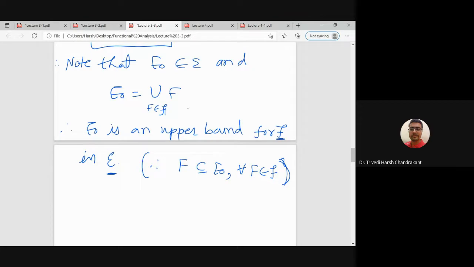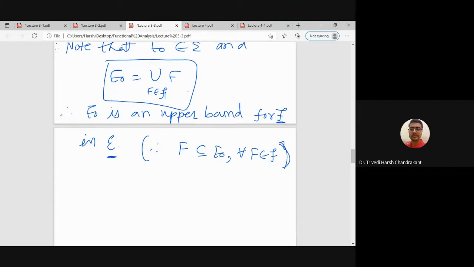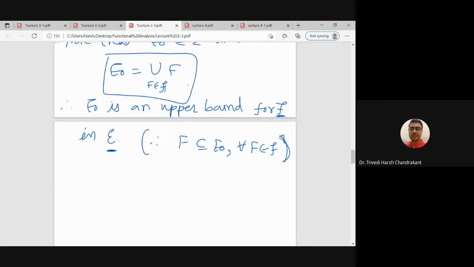Right? What is the condition of upper bound? X should be less than or equal to Y for every X in the subset. Here the subset is this chain, and E0 contains each F because it is a union of all F. Right? So it is an upper bound. So the condition of Zorn's lemma is satisfied.